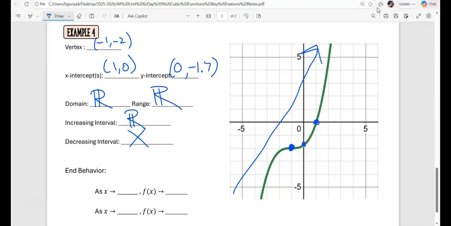Okay, as X goes towards negative infinity to the left, positive infinity to the right. As it goes to the left, it's going down, which is negative infinity. As it goes to the right, it's going up, which is positive infinity. Okay. This is what you're going to use to do the assignment, and I'll pass it out right now. And you'll have some time tomorrow to do some corrections on your quizzes.